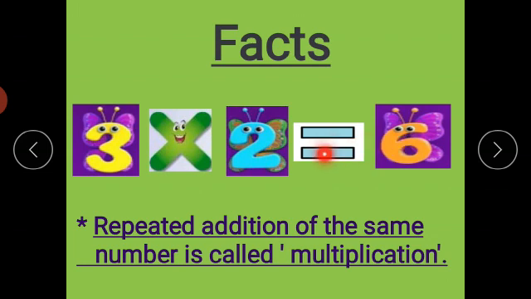This is the sign of equal to, and this is the sign of multiplication. Children, this cross is the sign of multiplication. Okay, you can say it in this way: 3 multiplied by 2 is equal to 6. Otherwise 3 times 2 is equal to 6. So repeated addition of the same number is called multiplication. What is multiplication? Repeated addition of the same number is called multiplication. Okay, children, let's see more example.